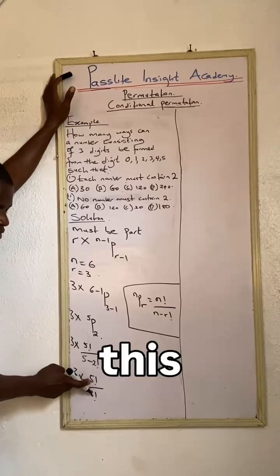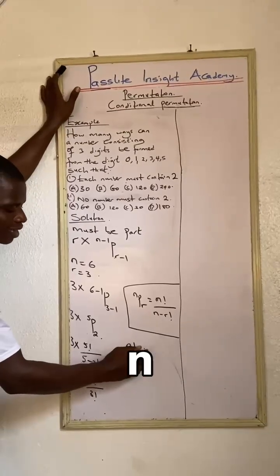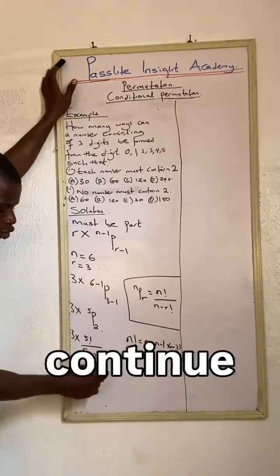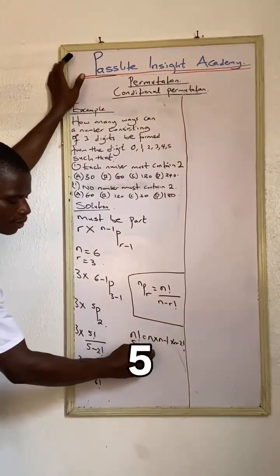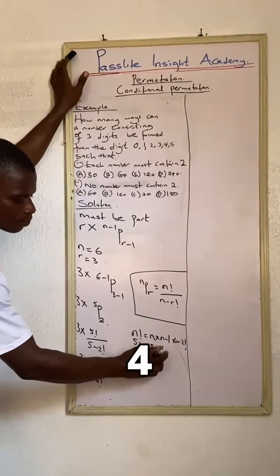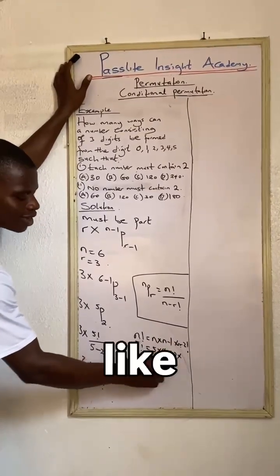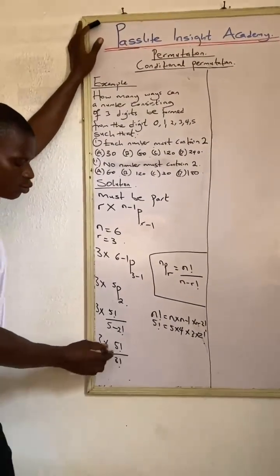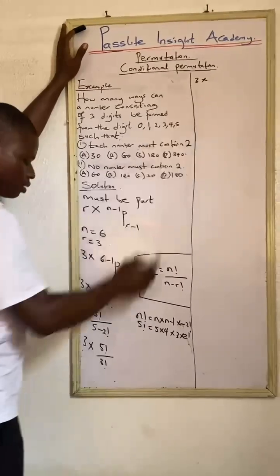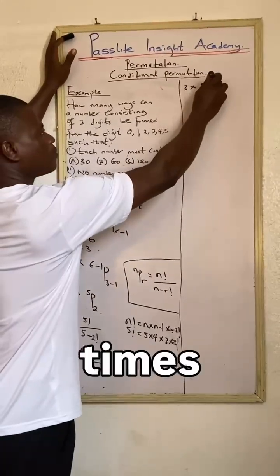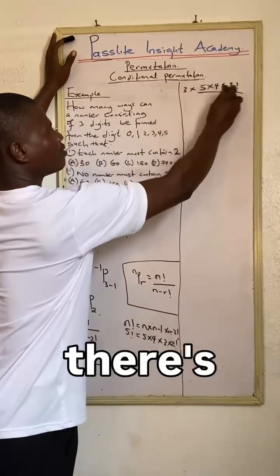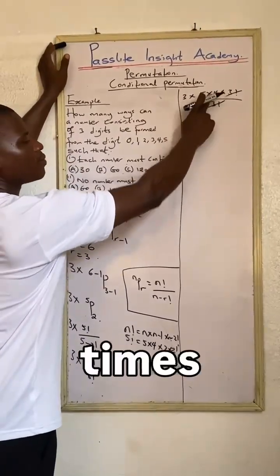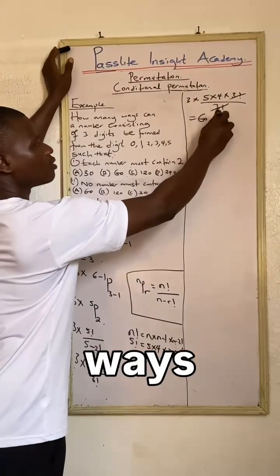Then expand this. I told you what factorial is. n factorial means n times (n minus 1) times (n minus 2) factorial, and you continue like that. For instance, 5 factorial is 5 times 4 times 3, like that. So let's get the answer here now. What do you have? 3 times 5 times 4 times 3 factorial over 3 factorial. 3 factorial cancels 3 factorial. So 3 times 5 is 15, 15 times 4 is 60. Your final answer is 60 ways.